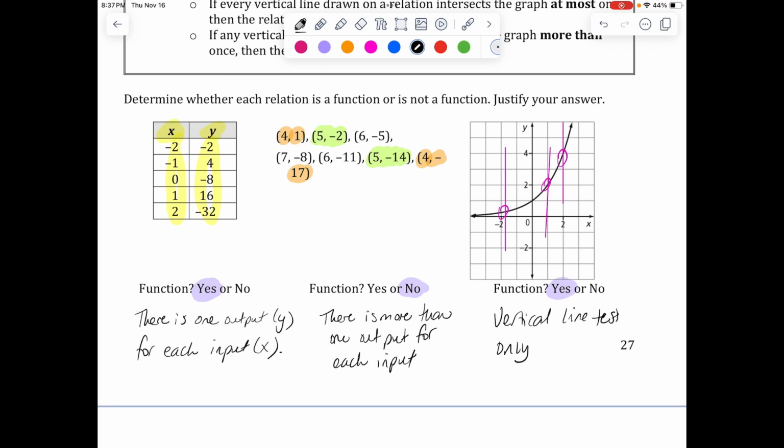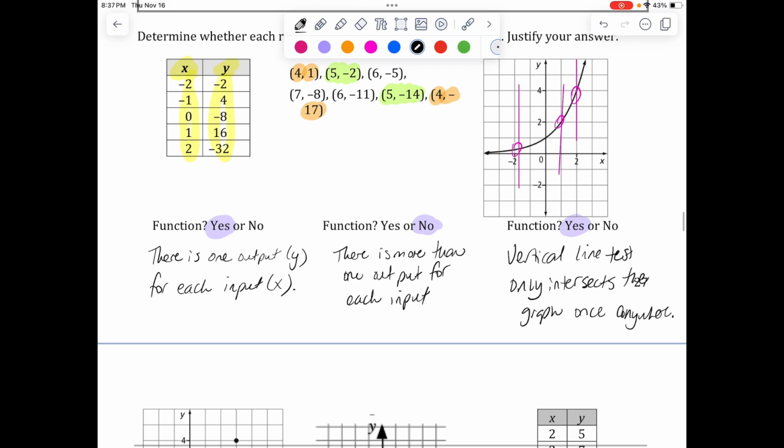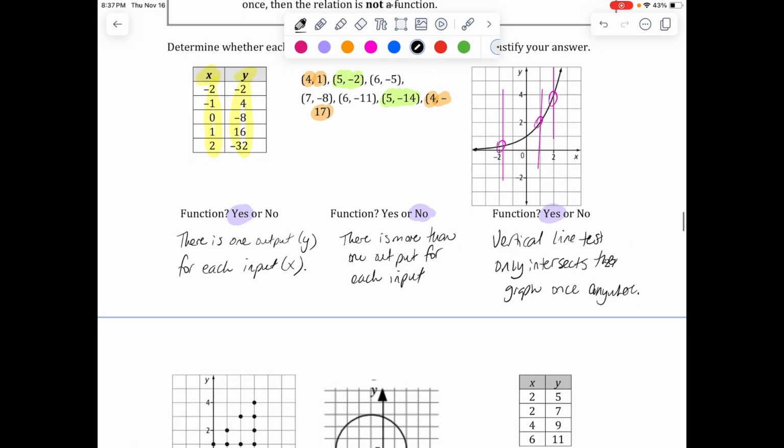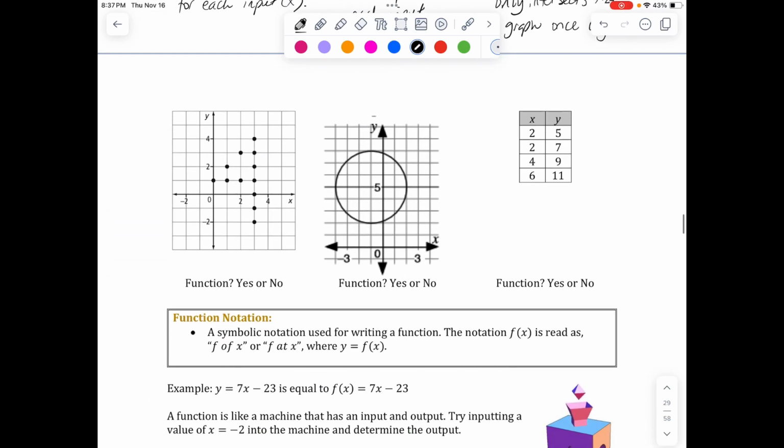only intersects the graph once, anywhere. Okay, there's no way that we can draw a vertical line and it'll touch more than once. So there's sort of some loose definition. Oh, here's a couple more down here.